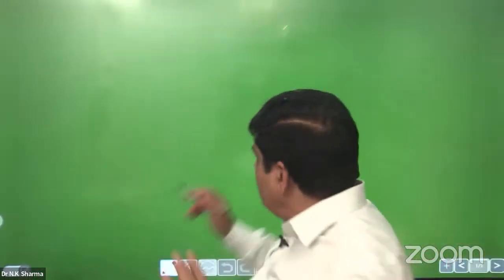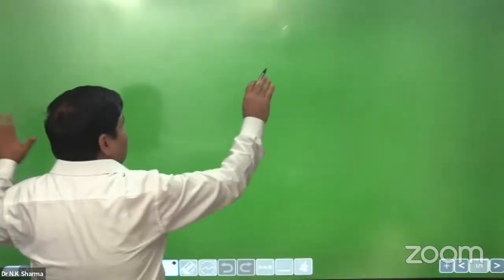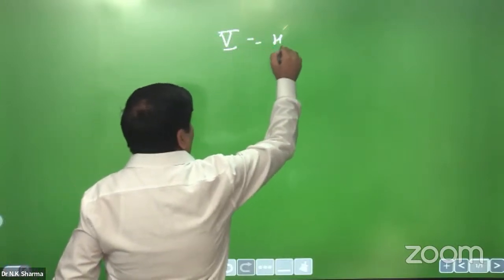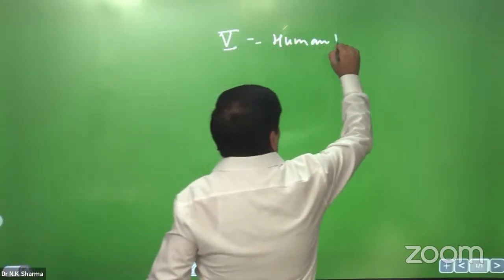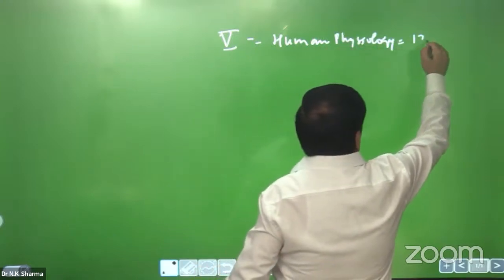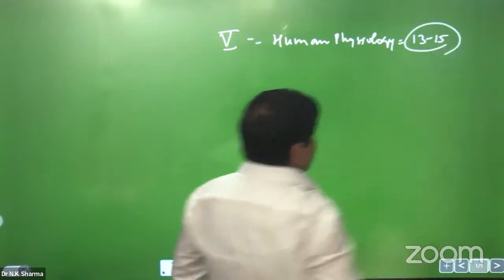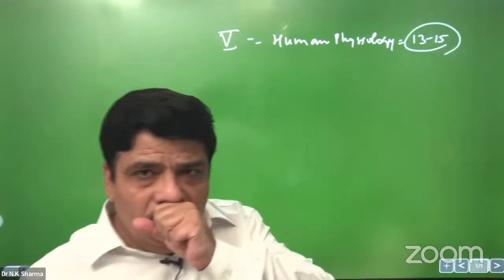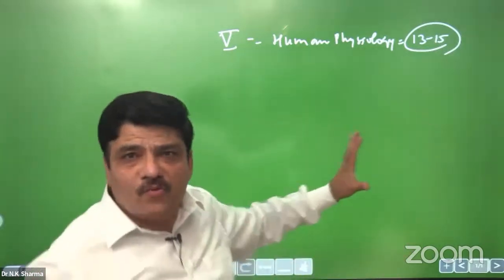One should not leave the most important topics. The most important topic, as I would say, is the single unit which has the maximum number of questions. This would be unit 5, human physiology. You can be absolutely sure that you can get anything between 13 to 15 questions. This is the one unit where you get the maximum number of questions.